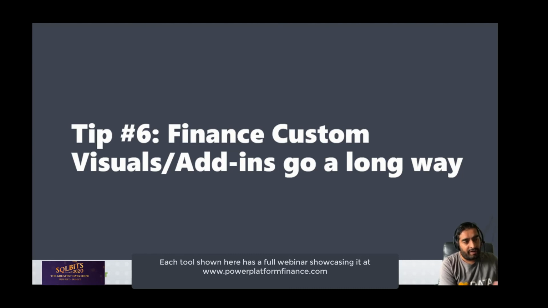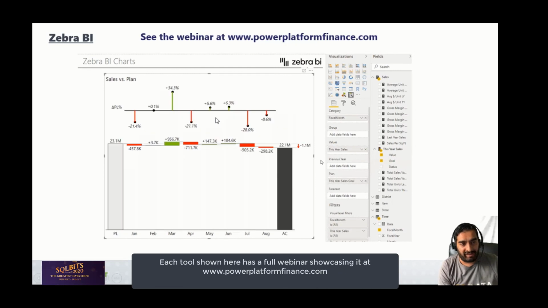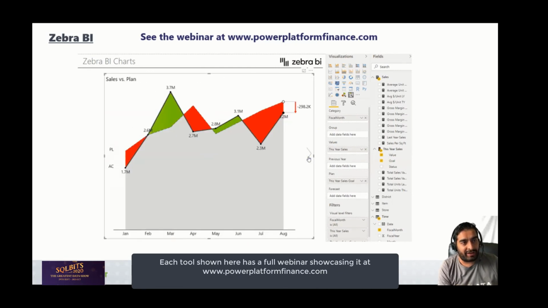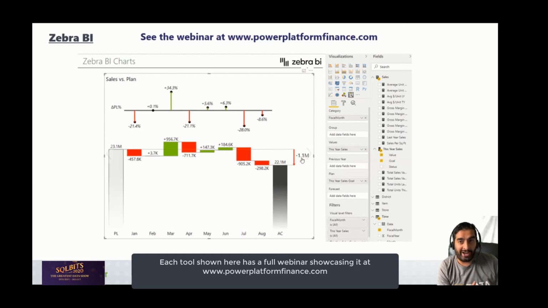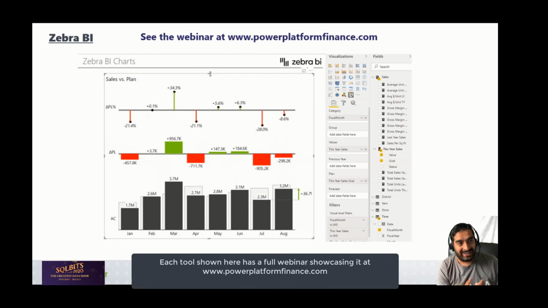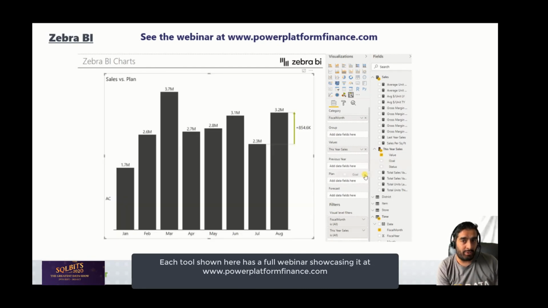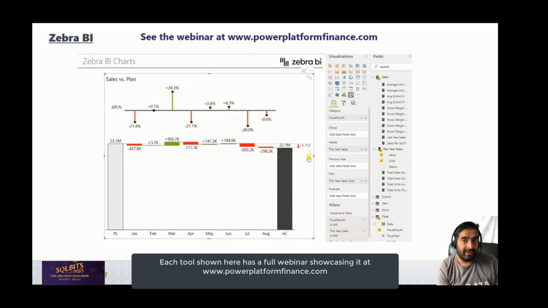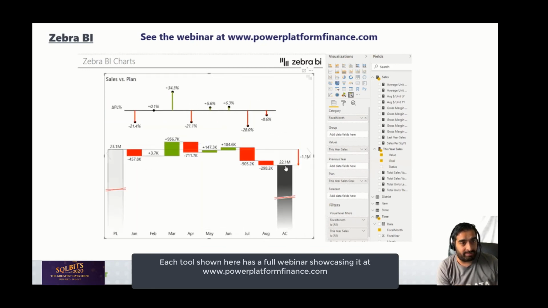So the first one was Zebra BI. And here I've just taken an animated GIF from their website, and as it shows there, it really highlights the variances, and it does these waterfall charts in a much neater and nicer way than you have to do out of the box. If you see the tip that we did on there, it was slightly hacky to be able to get that to work how we wanted to, whereas it's out of the box with Zebra BI.